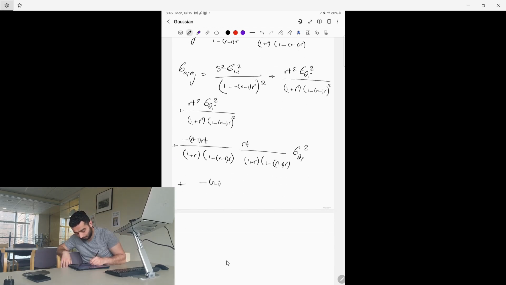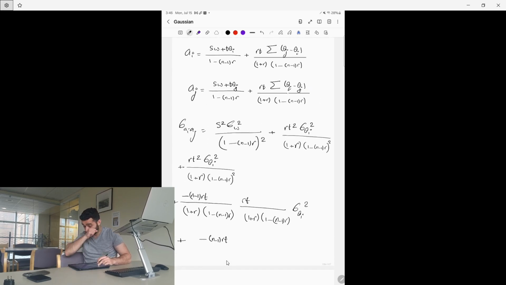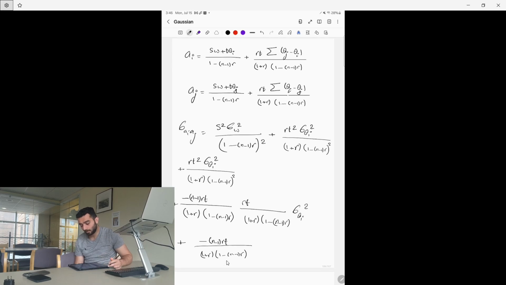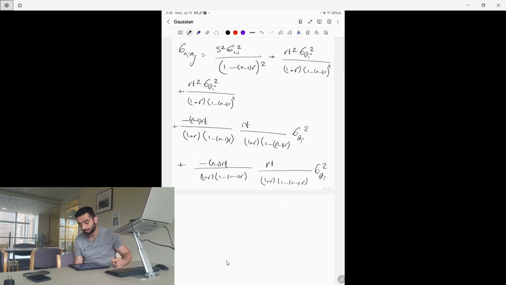n minus 1 RT, right, over 1 plus R, 1 minus n minus 1 R times what? Only 1 theta I RT 1 plus R 1 minus n minus 1 R theta I squared. Okay, so this term should be computed twice. Sounds good, right? So we will have sigma AI AJ.